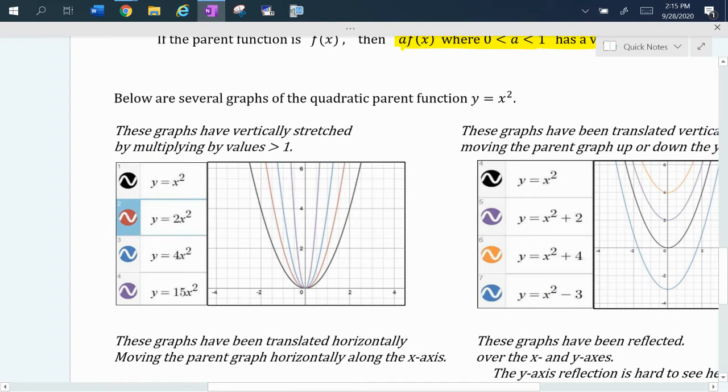These graphs have been vertically stretched by values bigger than 1. So we start with the black graph, y equals x squared. The red is 2x squared, the blue is 4x squared, and the purple, the real skinny tall one, is 15x squared. So if we multiply a function by a number bigger than 1, it stretches the graph and makes it more narrow. And if we multiply a function by a number that's in between 0 and 1, it's going to do the opposite effect. It's going to become flatter, or something like that.